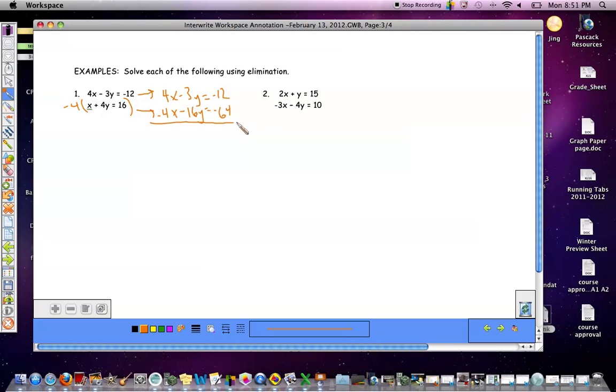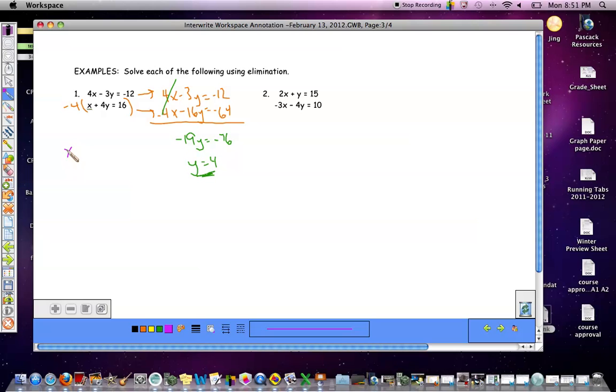Now, just like in the problem before, which it should always do for us if we do this right, 4x and negative 4x cancel. Negative 3y and negative 16y give me a negative 19y. Negative 12 and negative 64 give me a negative 76. Divide both sides by negative 19. And coincidentally, I get y equaling 4 again. I'm not done because I've got to figure out what x is. So I'm going to take this y being 4 and plug it into the bottom equation here.